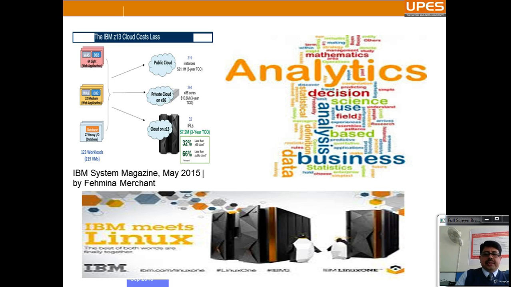Third thing, I'm showing you a picture here, at the bottom: IBM meets Linux. The term I want to introduce here is open source. Mainframe also supports different third-party systems parallel to its own machines. How so? In respect of software, Linux is an open source operating system available on the mainframe machines. By this, mainframe is providing open-ended functionality to other vendors as well to work on the mainframe machine.